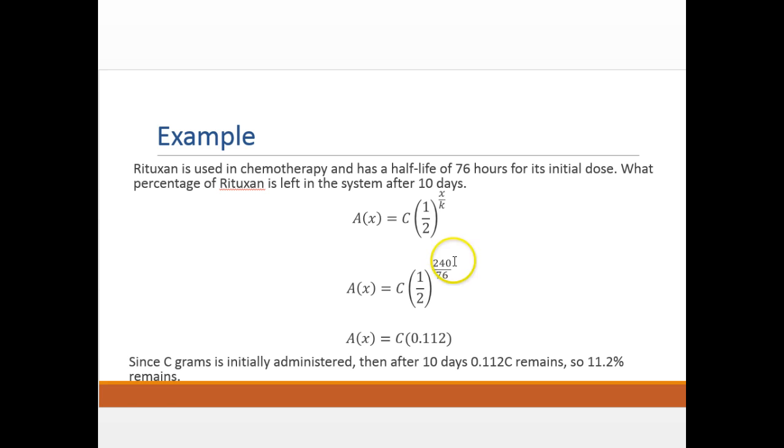The half-life is 76 hours. So 1/2 to the 240 over 76 power is approximately 0.112. So if C grams is initially administered, then after 10 days, 0.112 times C remains, so 11.2% remains after 10 days.